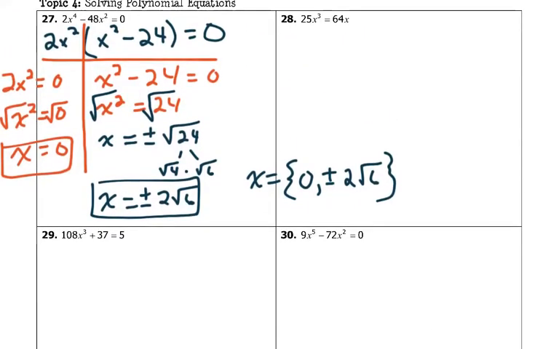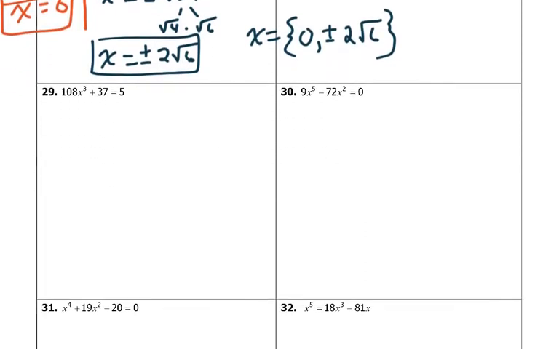Everybody see that, hopefully. All right, 29. First issue here, we need to get the right side equal to 0. All right, that's very important. You need to make sure you get the right side equal to 0. So we need to subtract 5 from both sides. Subtract 5 minus 5. There's a like term right here, so we can combine those like terms.